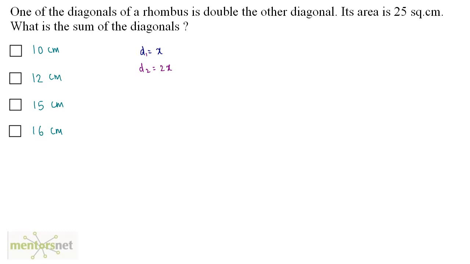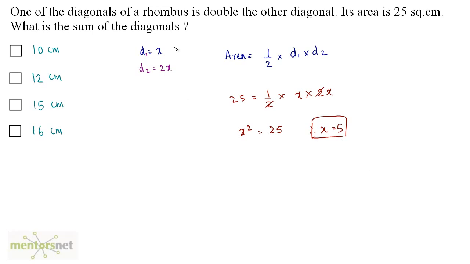And area is given to be 25 centimeter, and we know the formula for the area of a rhombus, that's half into the product of the diagonals. So 25 is equal to half into x times 2x. This 2 gets cancelled out. x square is equal to 25, therefore x is equal to 5. Now we can find the values of D1 and D2. So D1 is 5, D2 is twice of 5, that's 10. So D1 plus D2, the sum of diagonals, is 5 plus 10, and that's 15 centimeters. So option C.